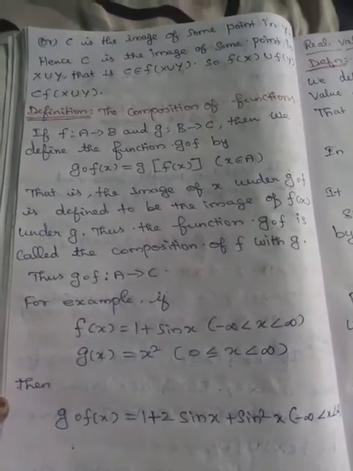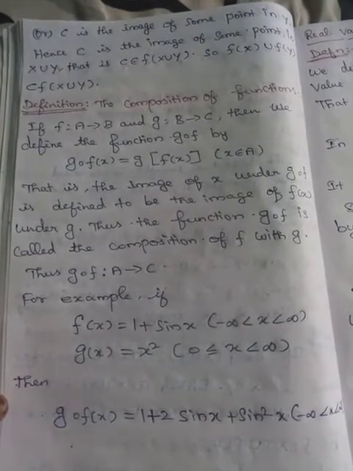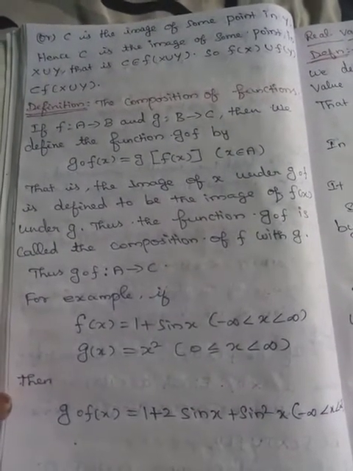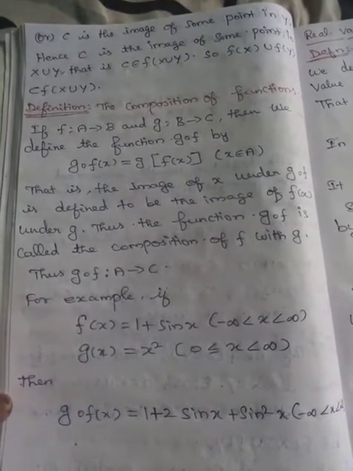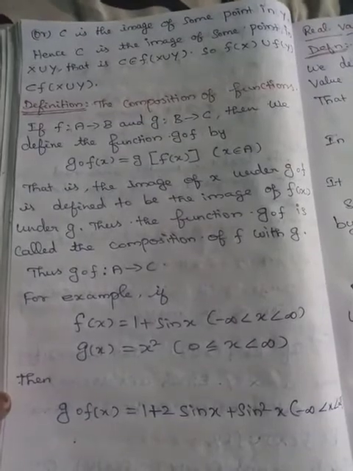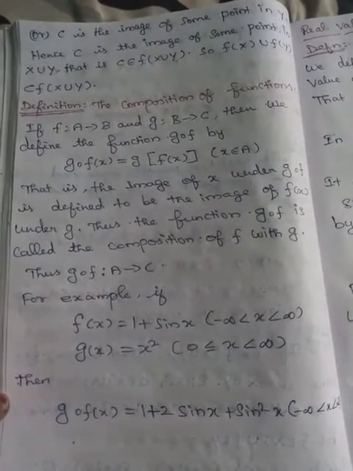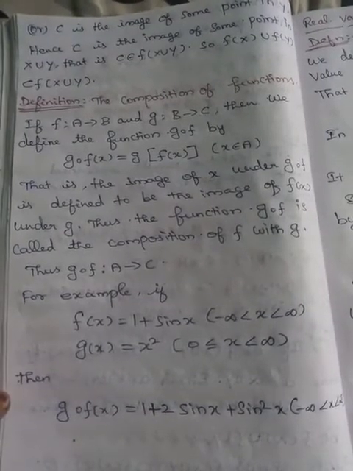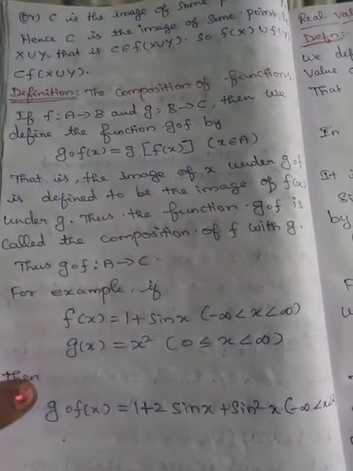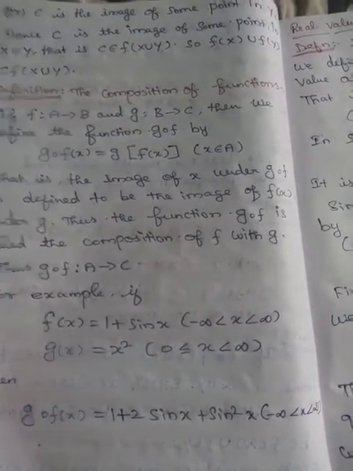For example, if f(x) = 1 + sin x, −∞ < x < ∞, and g(x) = x², 0 ≤ x < ∞, then (g∘f)(x) = 1 + 2 sin x + sin² x, −∞ < x < ∞.